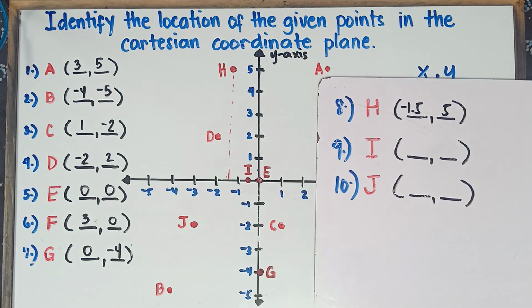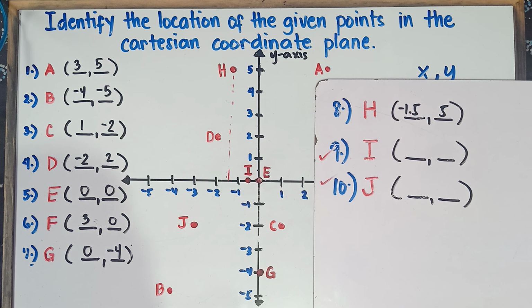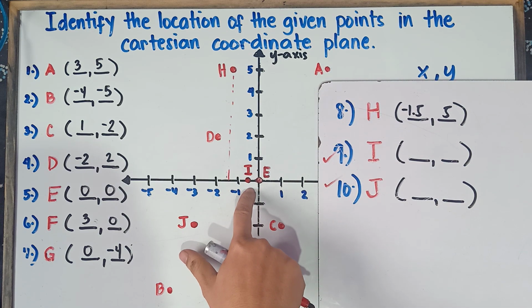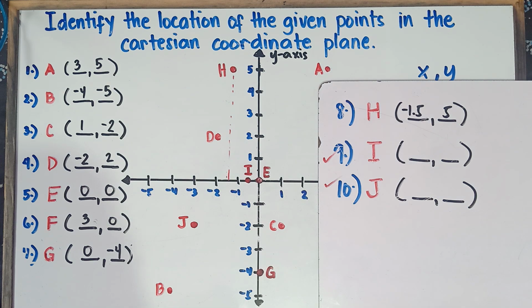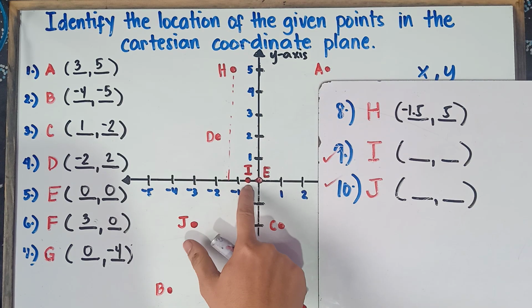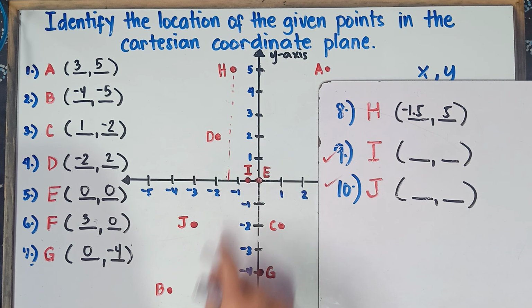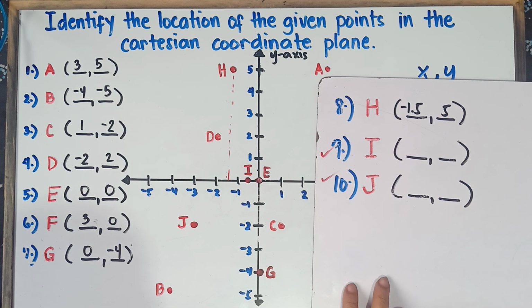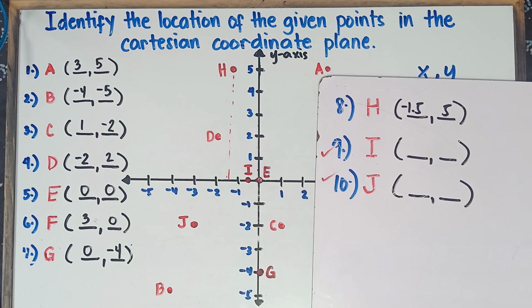Alright, so how about you try this one, class? Number 9 and then number 10. For number 9, we have point I, capital I. And then for number 10, we have point J. You find the value of x and then y for number 9 and number 10, and then you put your answer, class, in the comment section down below. Let me check, class, if you really understand our topic.